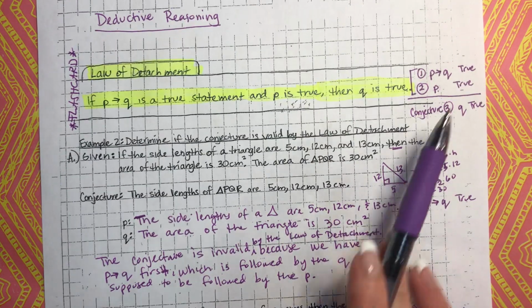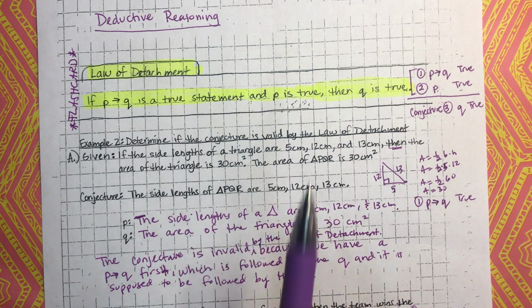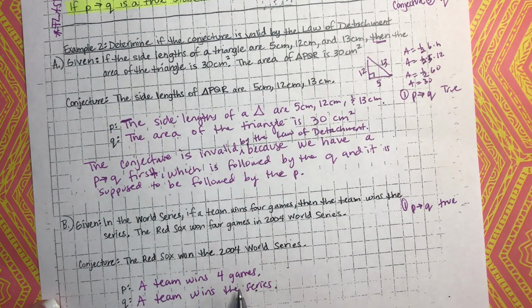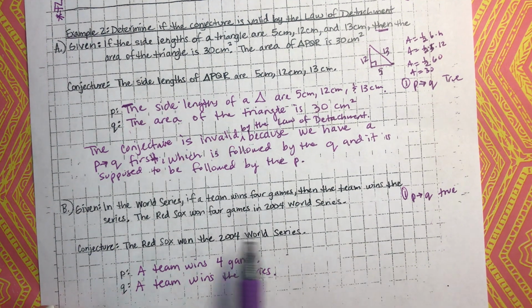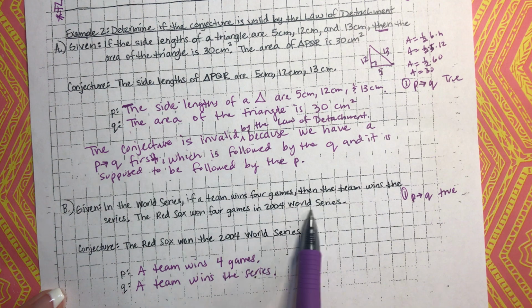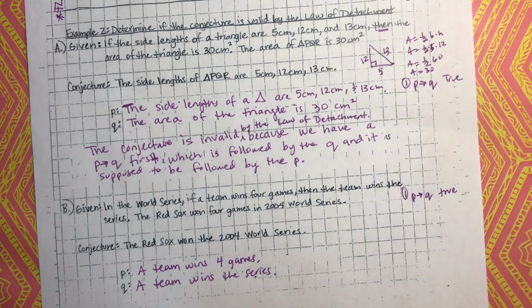Now the second sentence, that is supposed to be referred to our P, our hypothesis. Remember, our hypothesis is a team wins 4 games. So here, there's the first sentence, and then it says the Red Sox won 4 games in the 2004 World Series.